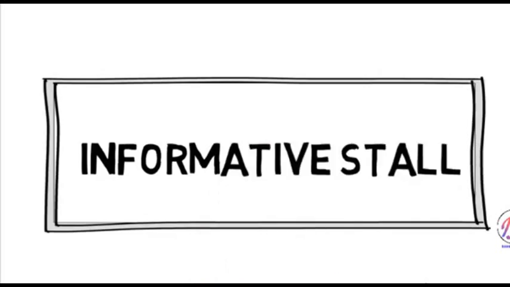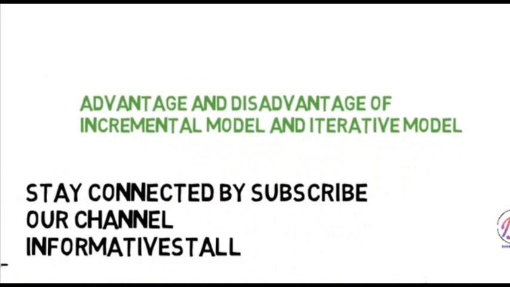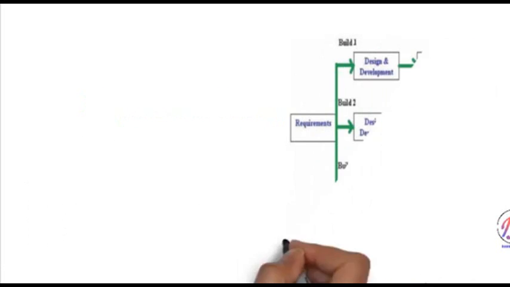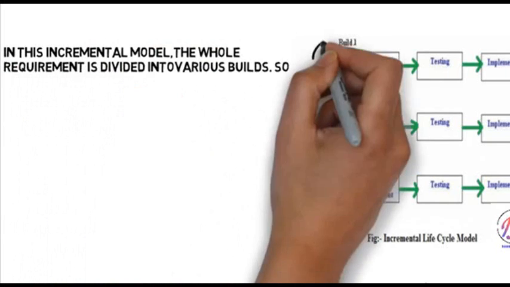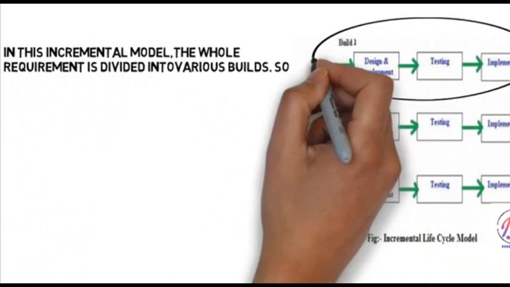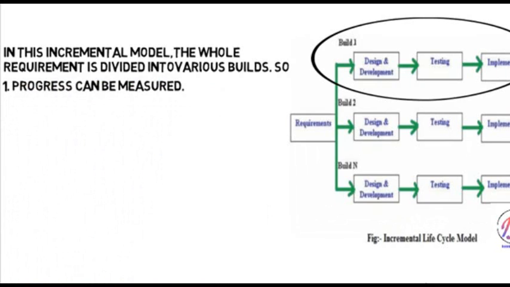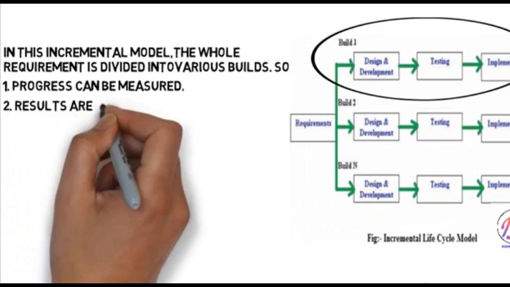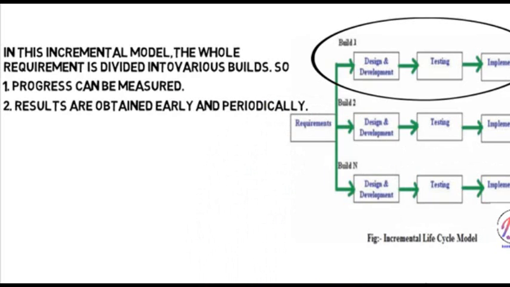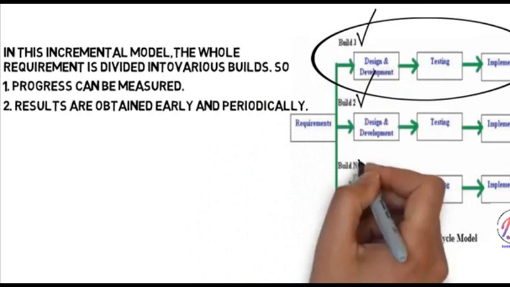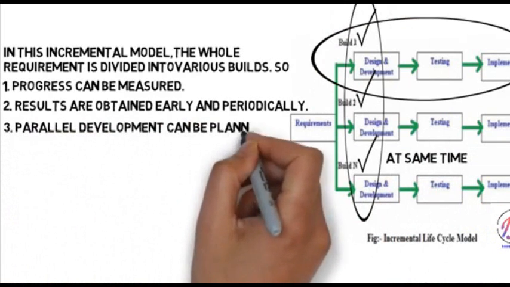In this video we are going to discuss the advantages and disadvantages of the incremental model, which is also known as iterative model. In this incremental model, the whole requirement is divided into various builds, so it is very easy to measure the progress of each build, and it is also very easy to trace the results and obtain them early and methodically. More than one iteration of the software development cycle may be in progress at the same time, so parallel development can be planned.